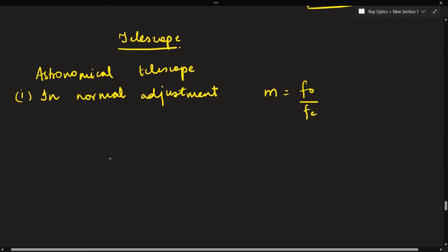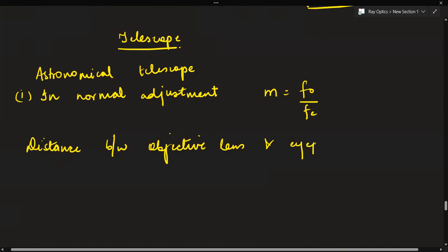And also if you have to calculate the distance between the objective lens and the eyepiece, this is equal to f naught plus fe. So in questions, if you are given this hint, you can use the data using f naught plus fe.